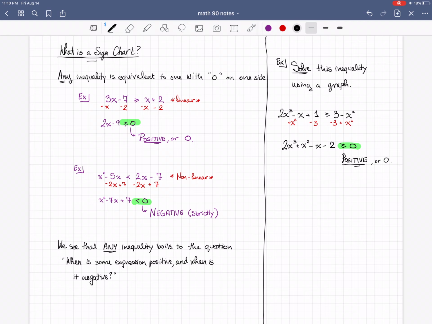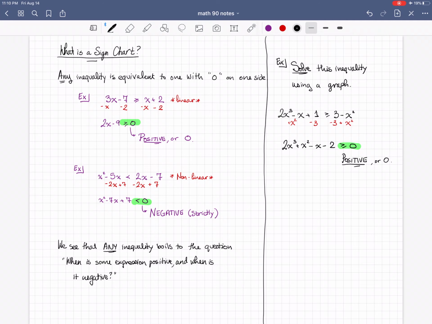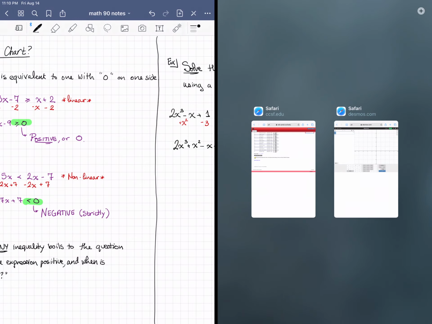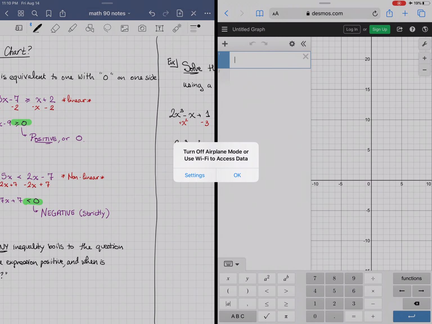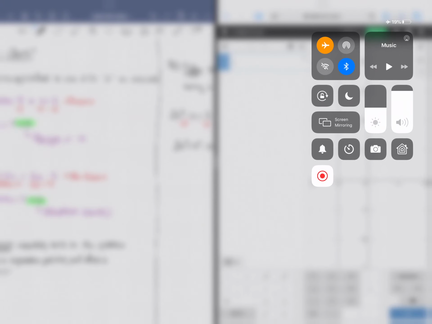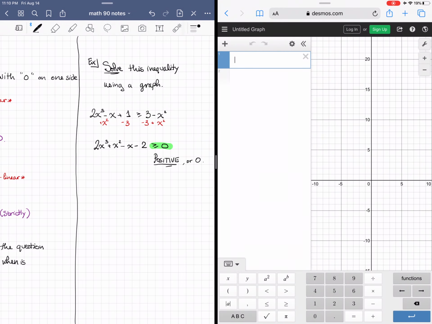And I'm going to go ahead and use a graph here. So I've actually got Desmos open here. So we're going to pop Desmos here, and I'm going to turn on my Wi-Fi so that we can use it. And what I'm going to do is put this expression into Desmos, and I'm going to have it graph it for us.